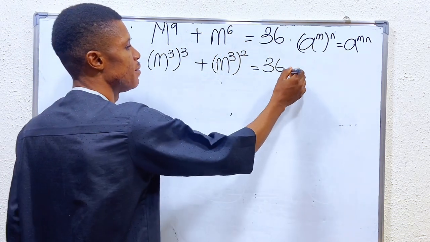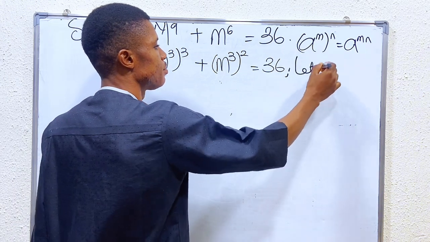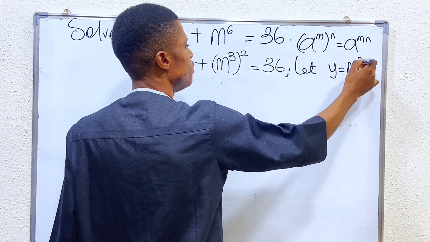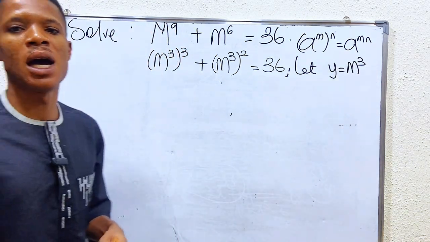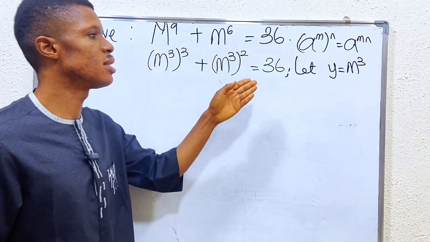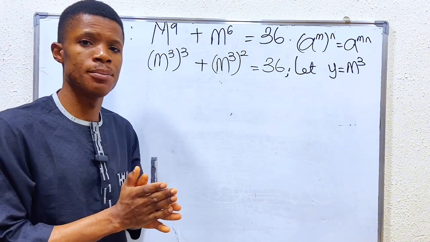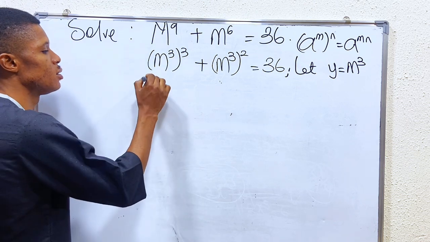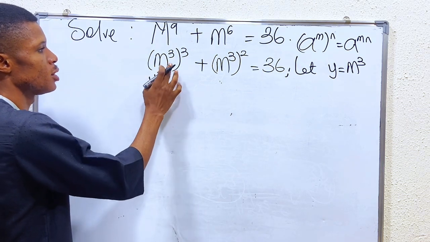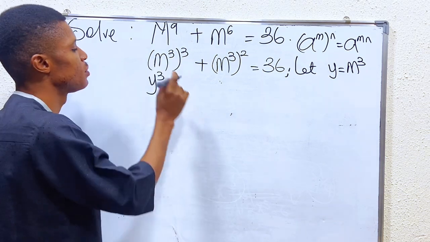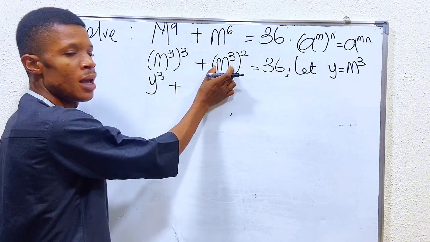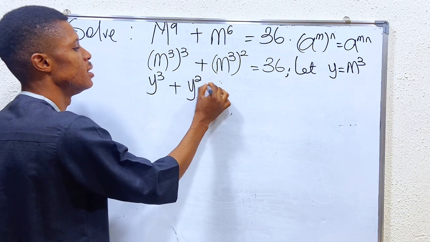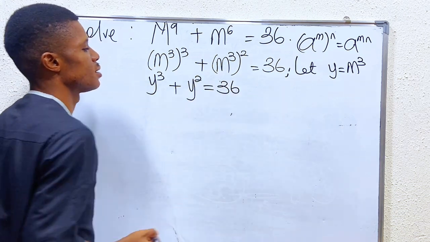So we now have to define terms. So we can say let y be equal to what? m to the power of 3. Okay? We'll now substitute back since we've gotten this form. Since we have m to the power of 3 to be y, that means we are having y cubed because of this cube. This is m power 3 now. Then plus, this is now y again because it's m power 3, so y squared is equal to 36.